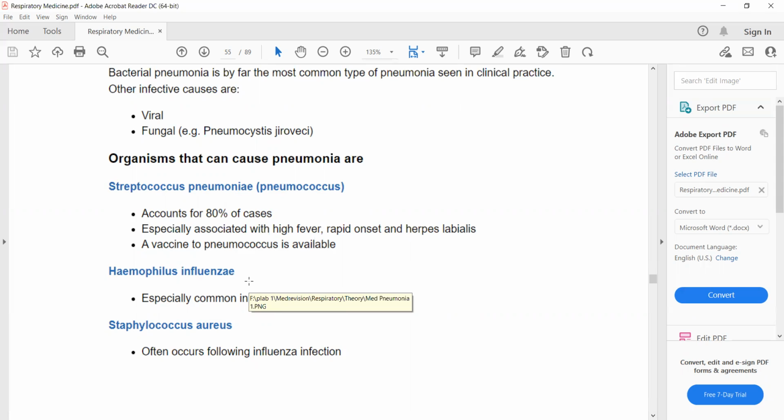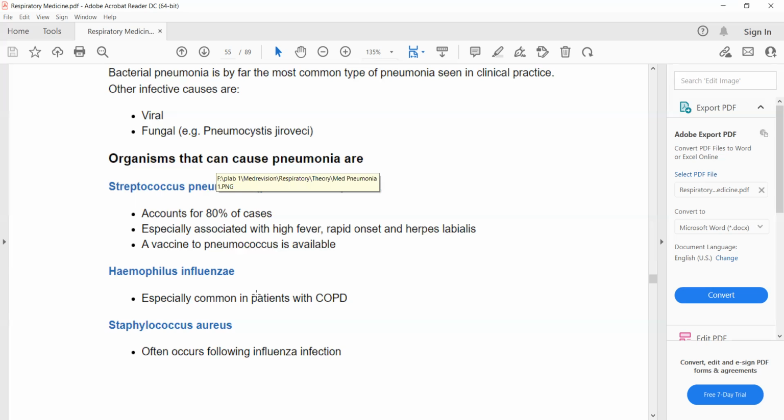So remember these points about the different bacteria. They are important. The most common cause of community acquired pneumonia is Streptococcus pneumoniae. The other point for Streptococcus pneumoniae is that it is associated with herpes labialis. If someone presents to you with signs and symptoms of pneumonia, and he is having herpes labialis as well, that is herpetic lesions around the lips, and they ask you about the causative organism, then you will select Streptococcus pneumoniae.